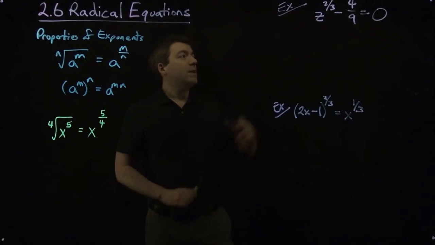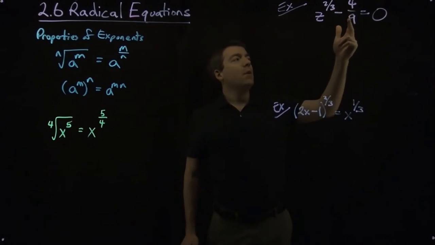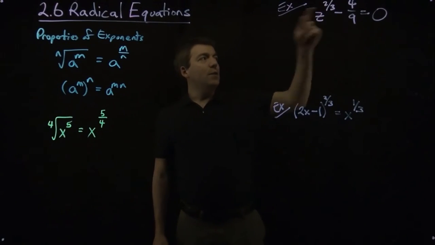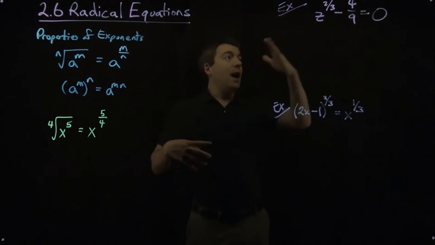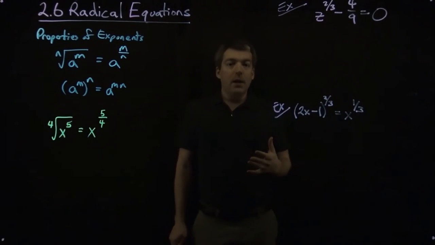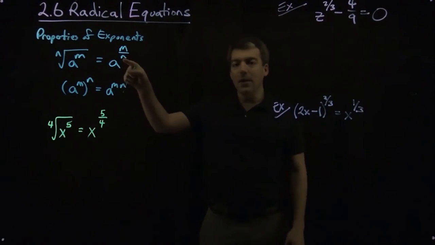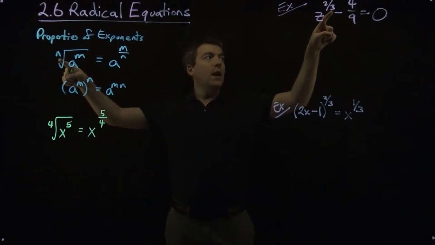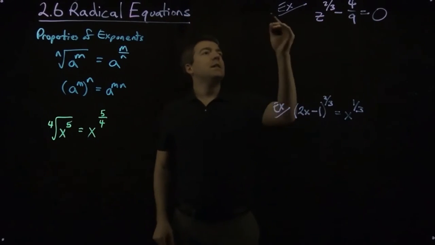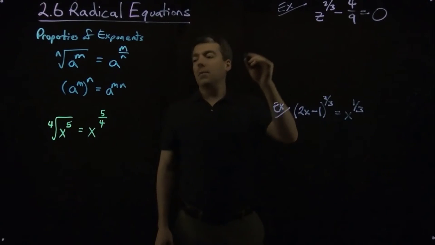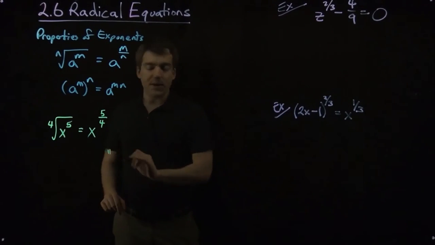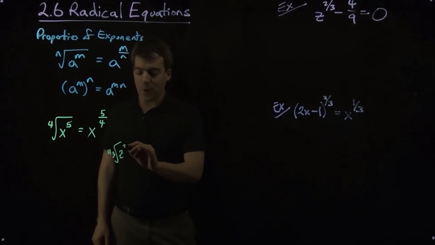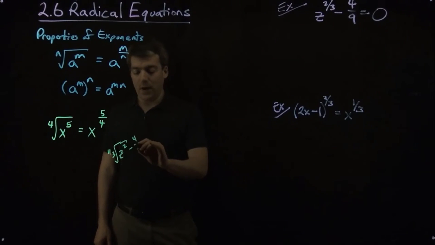Let's look at the first example. So we have z to the 2/3 minus 4/9 equals 0. The first thing that jumps out to me in this is that we have z to the 2/3 power. Now that tells me that we have a radical equation, because remember, that denominator in the exponent, the 3 here, corresponds to a cube root. So we can think of this thing as the cube root, I'll write that just over here. So we're just thinking about this as the cube root of z squared minus 4/9 equals 0.